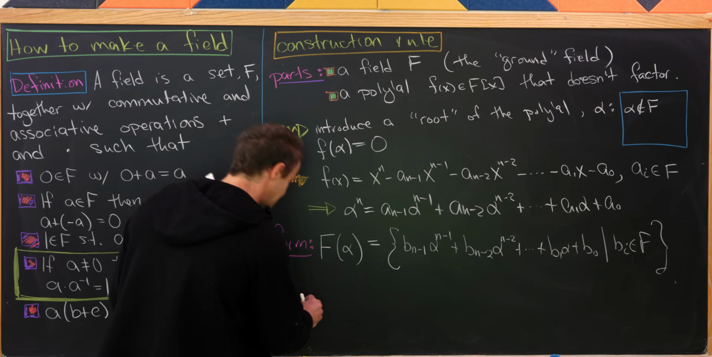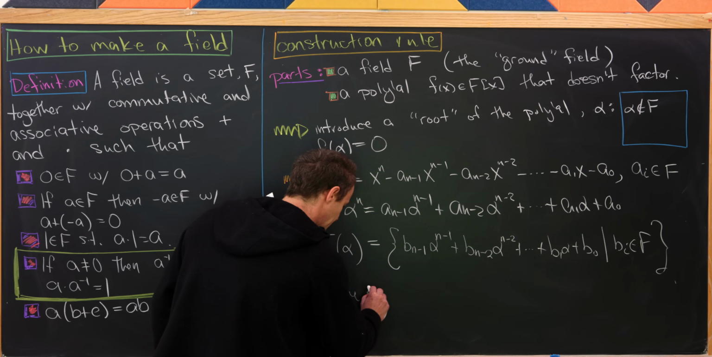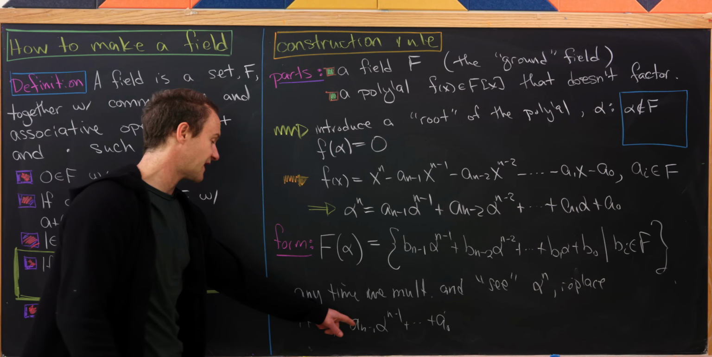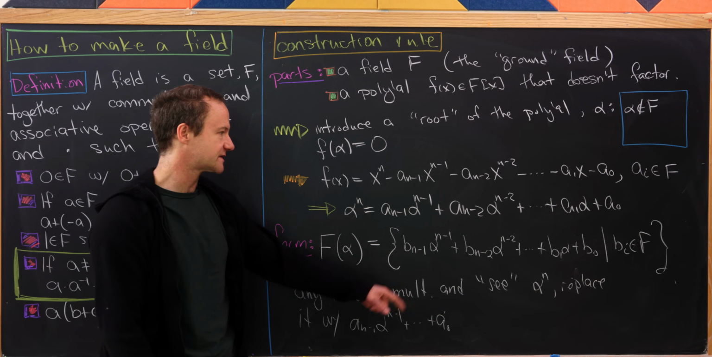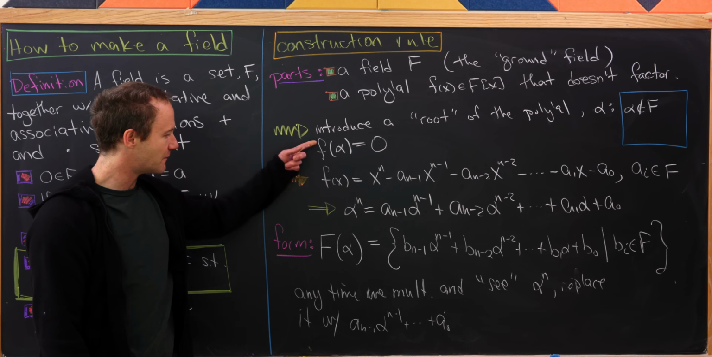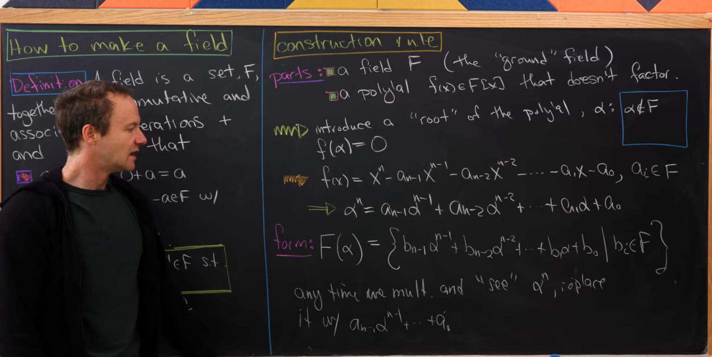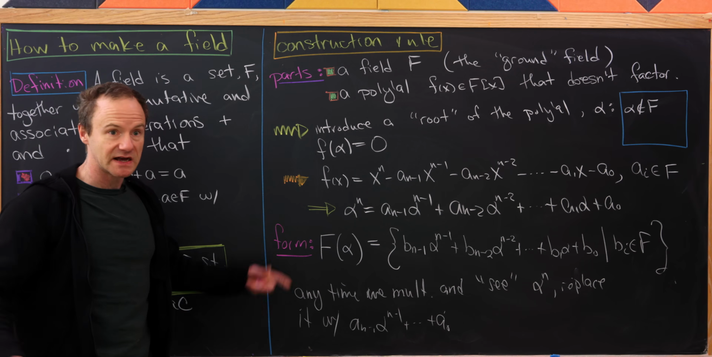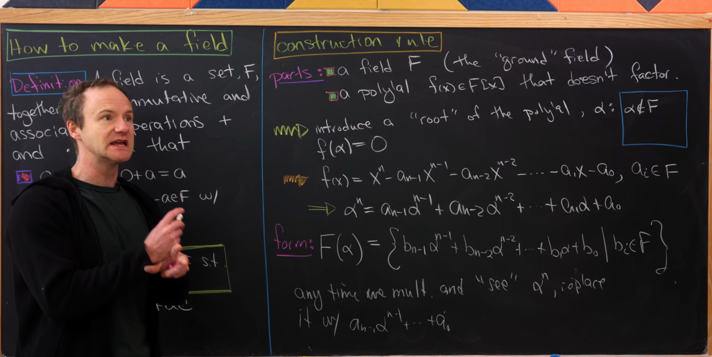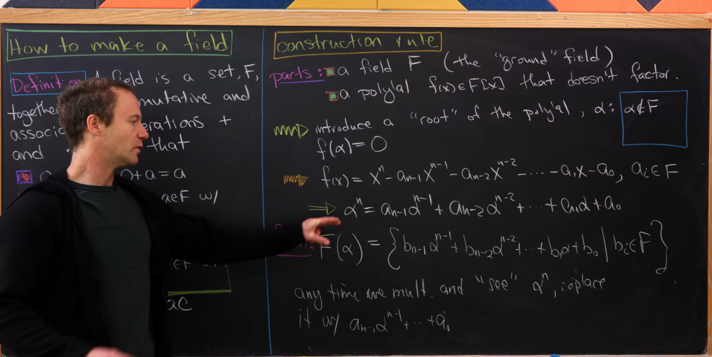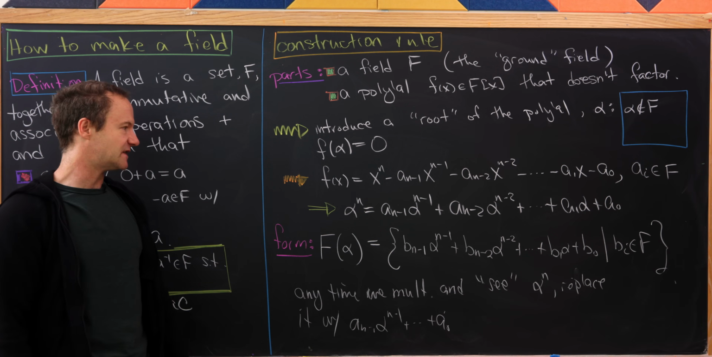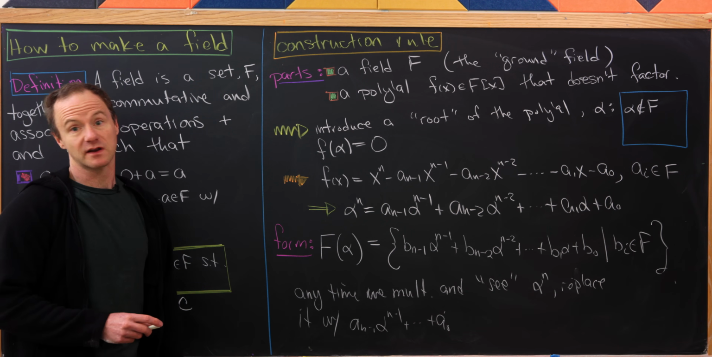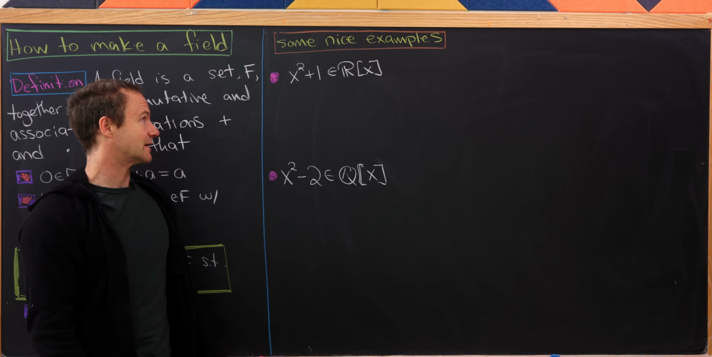Anytime we multiply and see alpha to the n, we replace it with a_{n-1} alpha to the n minus 1 plus all the way down to a_0, because we've imposed that condition on alpha. And that's why we don't need any power of alpha that's larger than n minus 1 here. Because after doing the product, anytime we see a power of alpha bigger than n minus 1, we can use this rule multiple times if necessary to get it down to a smaller power. Okay, so this is all well and good. Let's look at some examples now.